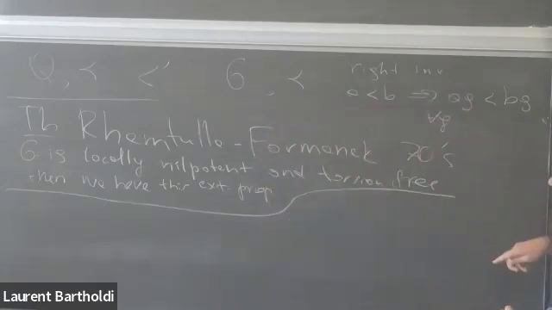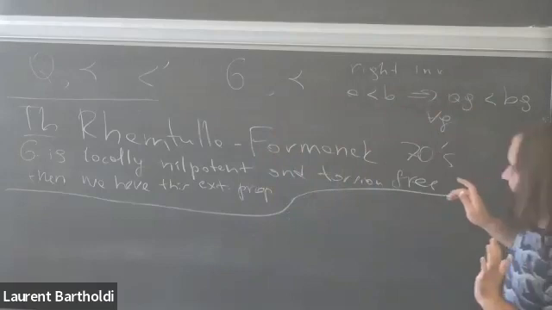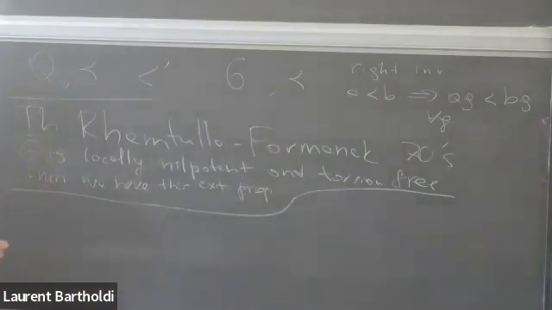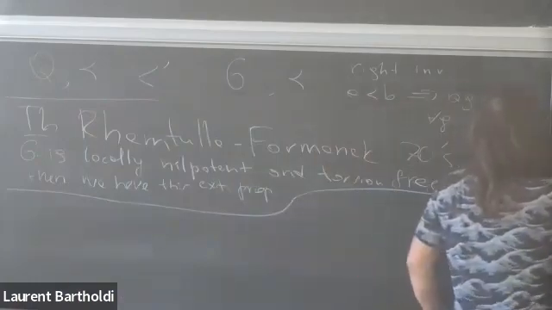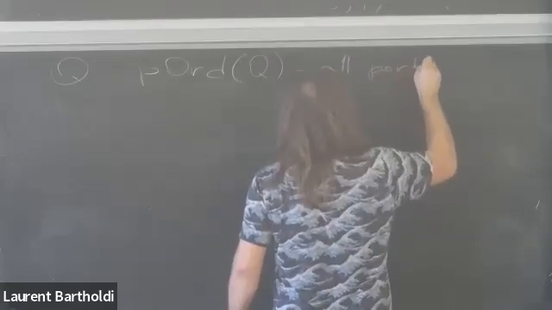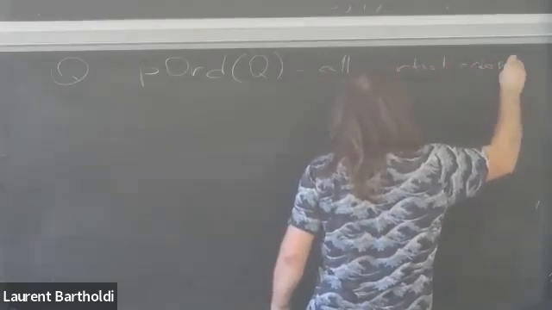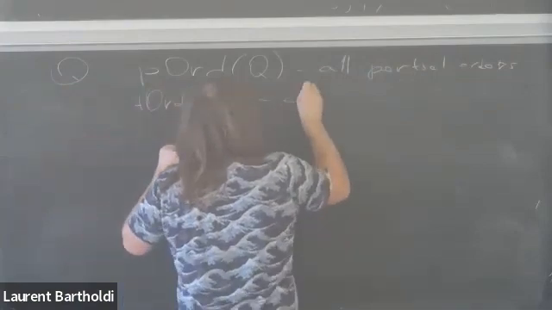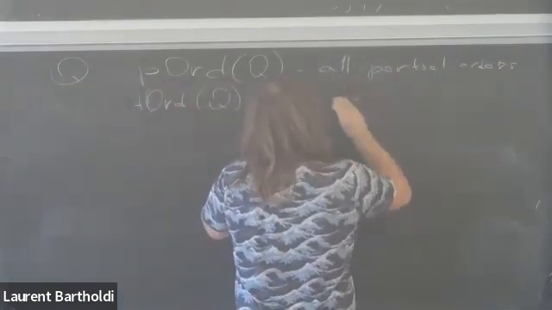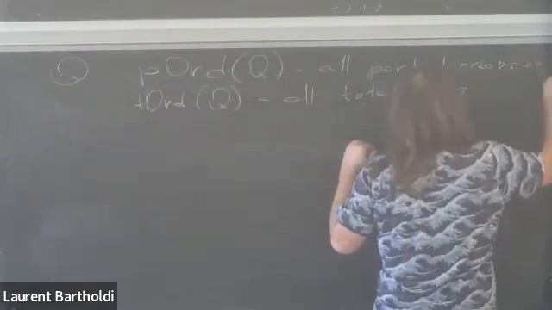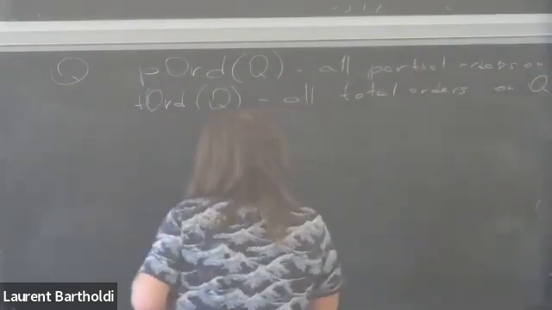So now let us think about another formulation of the same thing, for which we will need some definitions. First, if you have a set Q, we define the order of Q as the set of all partial orders, and the T-order of Q as the set of all total orders.